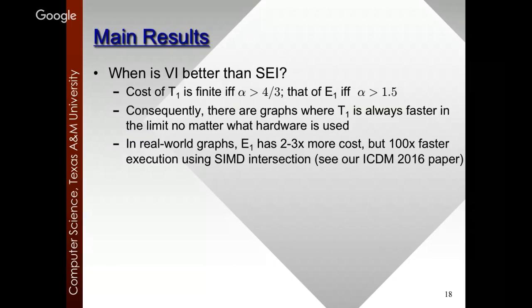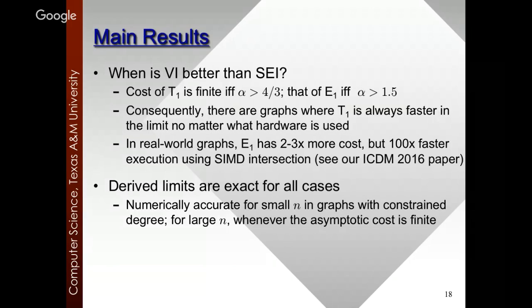However, in real-world graphs, as we have experimented, E1 has roughly 2 to 3 times more cost than T1, but has 100 times faster execution speed, taking advantage of SIMD intersection instructions. So that's our final winner, which is E1.